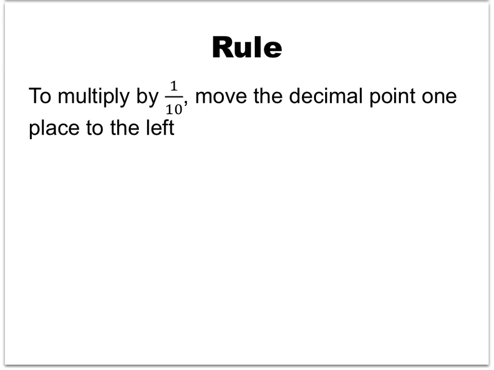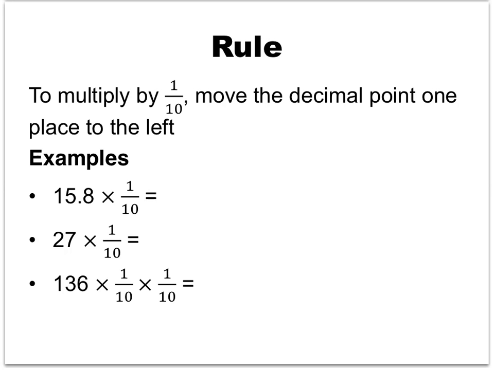But this rule says that to multiply a number by the fraction 1/10, move the decimal point one place to the left. So let's give a couple of examples of what this means. Right, so here's a 15.8 times 1/10. So we're going to move the decimal point one place to the left, so this is 1.58. Next example, 27 times 1/10. Well, there's no decimal point explicitly there, but we could put it right here, right after the ones digit. And so now we're going to move that one place to the left, and we're going to get 2.7.